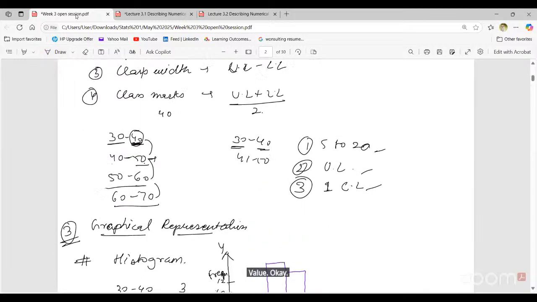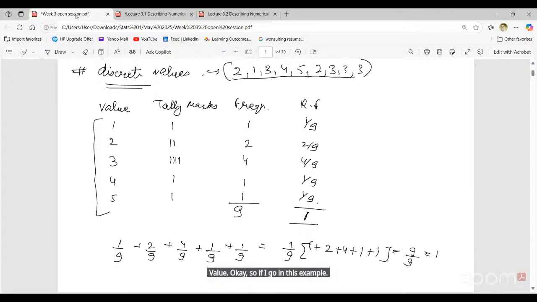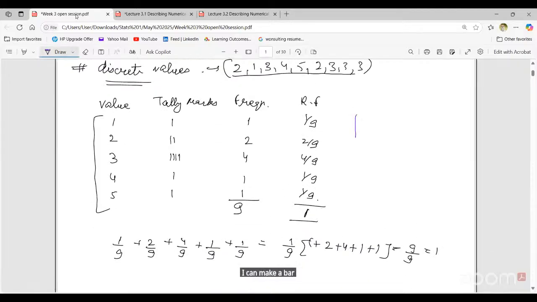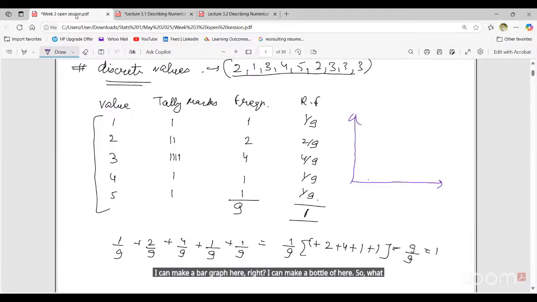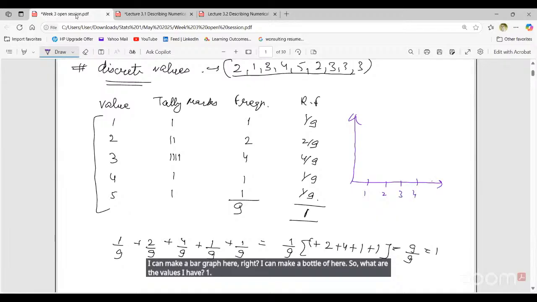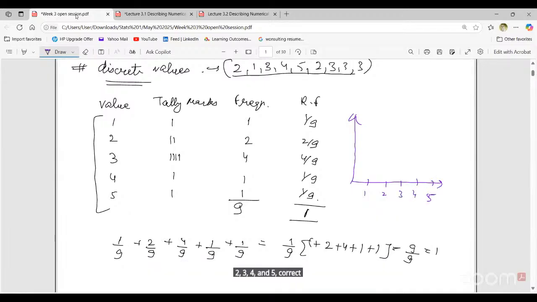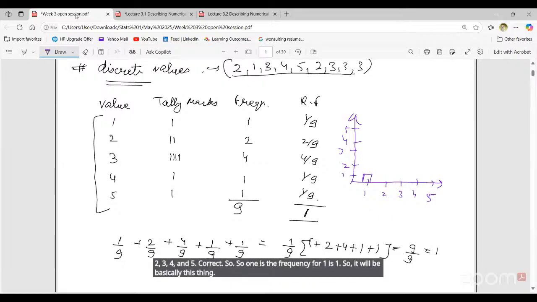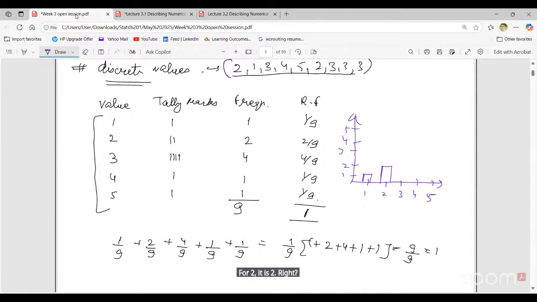If I go with this example, I can make a bar graph here, right? What are the values I have? 1, 2, 3, 4, and 5. Now, what is the frequency? Let's say it's 1, 2, 3, 4, and 5. The frequency for 1 is 1, so it will be basically this. For 2, it is 2. For 3, it is 4. For 4, it is 1. And for 5, it is 1. So here, this is my bar graph.